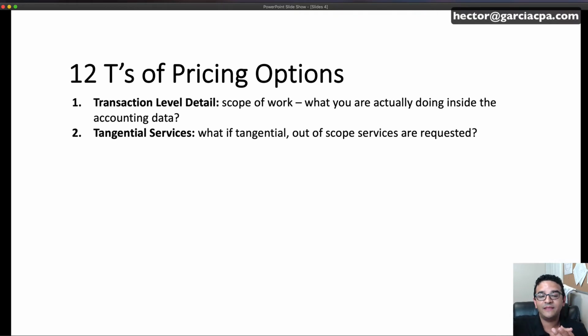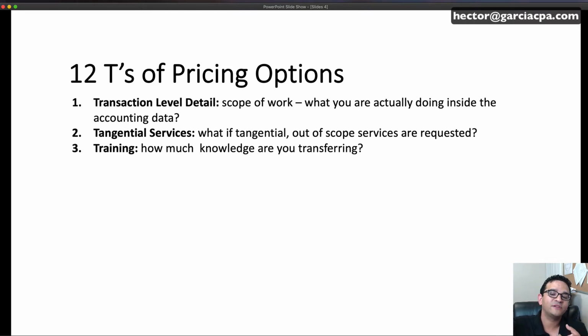The second one's going to be the tangential services. So after we understand the scope of the work, which pretty much is 80% of what we do, there's always that 20% lingering out there that is tangential. It's like an extra service, an out of scope service, something that wasn't talked about in the first conversation. So how do we manage tangential services, or what is included or excluded beyond a scope of work that we talked about in the first place?